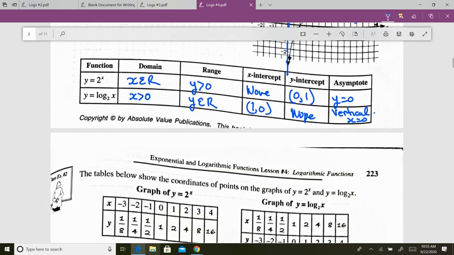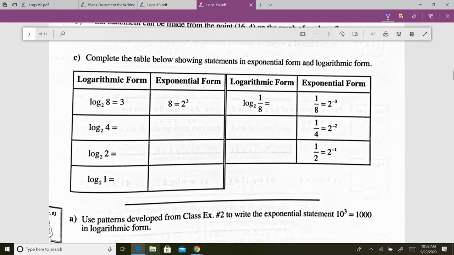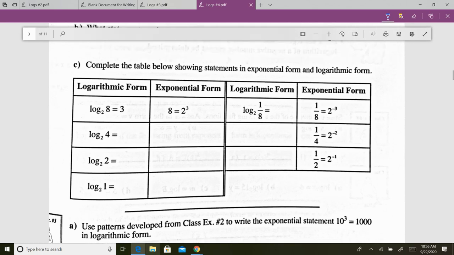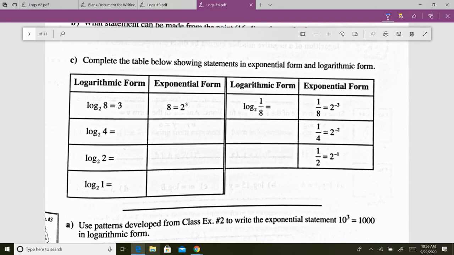The real important part for today's lesson is converting between what's called logarithmic and exponential form. And that's what we're going to do right now. So if we have, let's fill this in, log base 2 of 4, log base 2 of 2, log base 2 of 1, that equals 2. Okay.